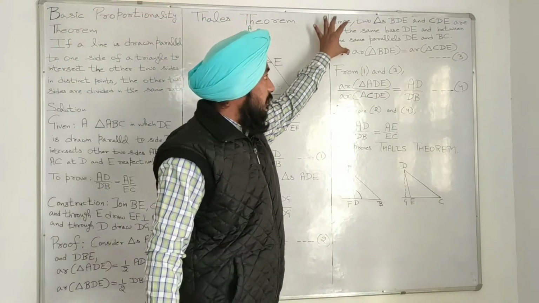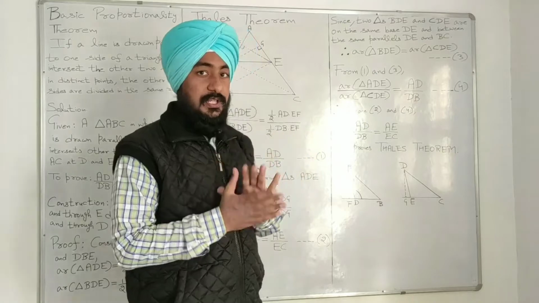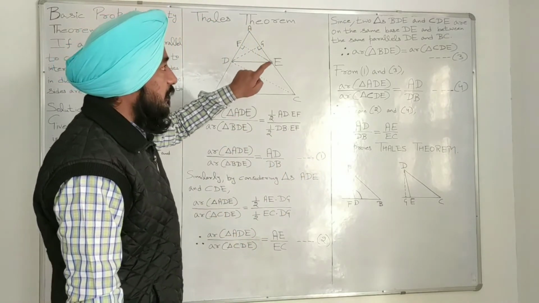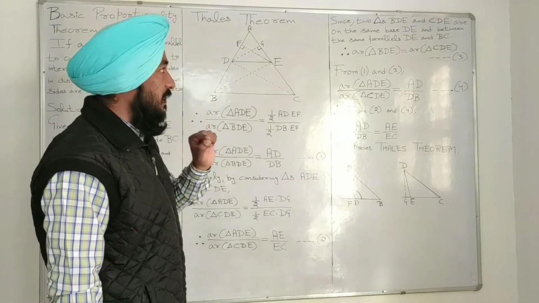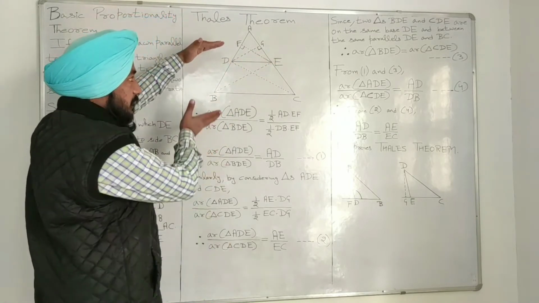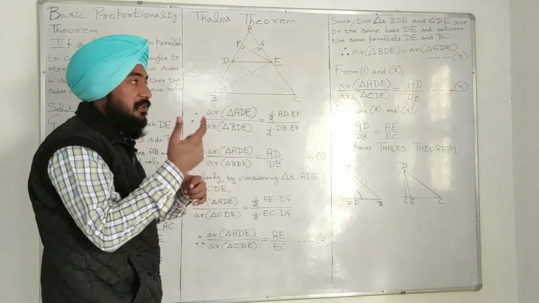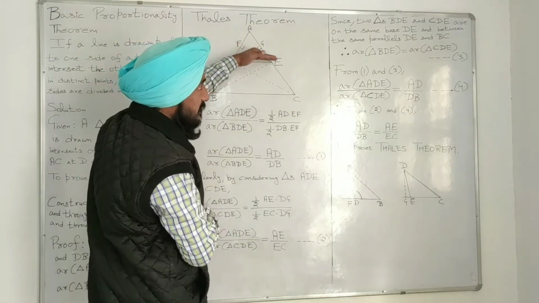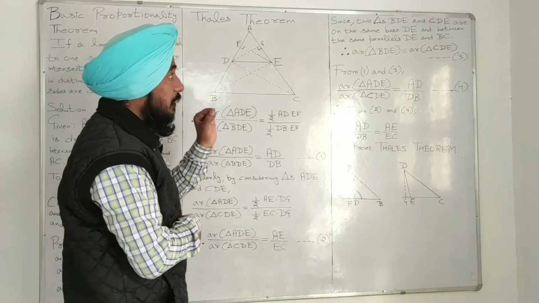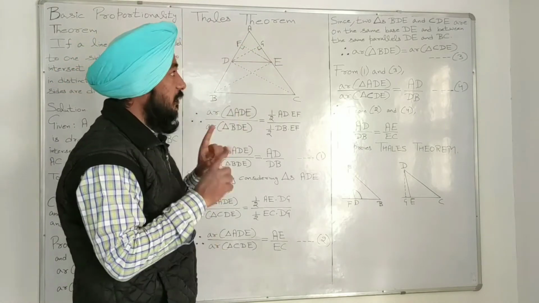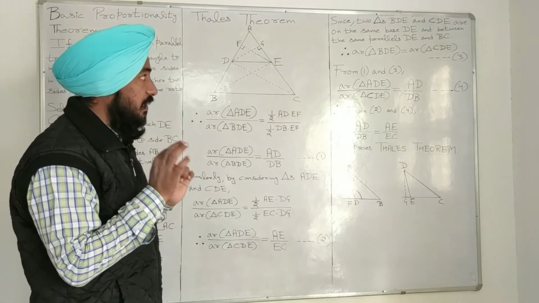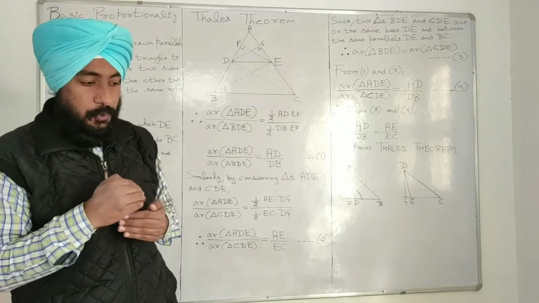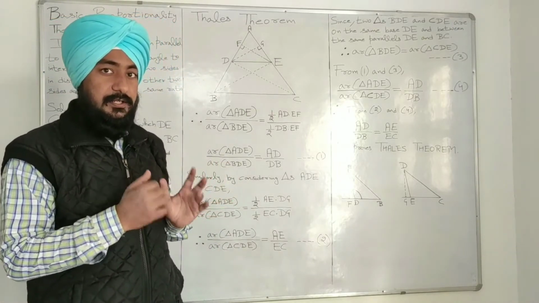Students, please see these two lines carefully. Since two triangles BDE and CDE are on the same base DE and between the same parallels DE and BC, I'm repeating, since two triangles BDE and CDE are on the same base, which is DE, and between the same parallels DE and BC, therefore area of triangle BDE is equal to area of triangle CDE. This is the property of triangles I have used here.